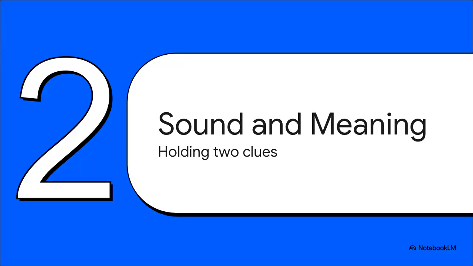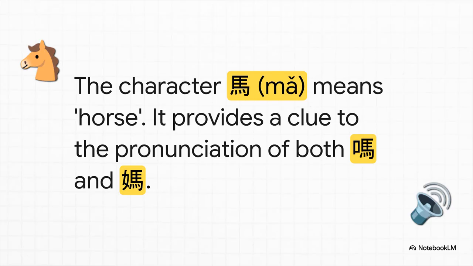So, what's going on here? How can they be so similar but also so different? Well, the answer is literally built right into the characters. You see, each one is made of smaller pieces, and those pieces are actually clues. I bet you spotted it. It's that character on the right side of both of them, ma. Now, all by itself, that character is pronounced ma, and it means horse.